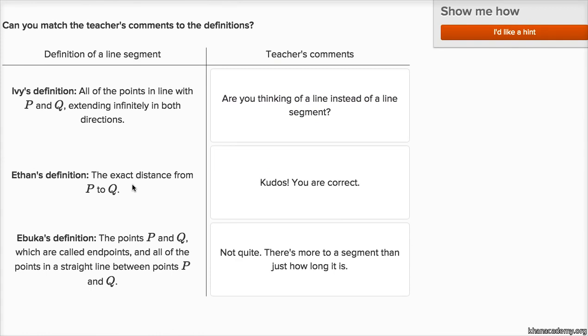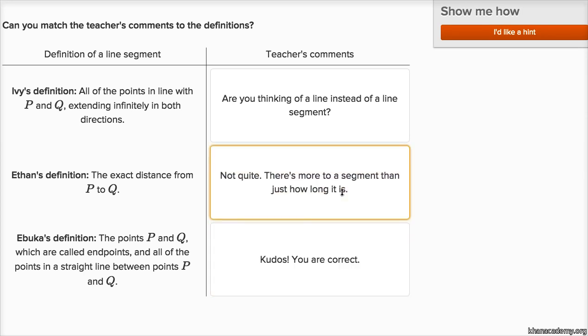Ethan's definition: the exact distance from P to Q. Well, that's the length of a line segment. That's not exactly what a line segment is.